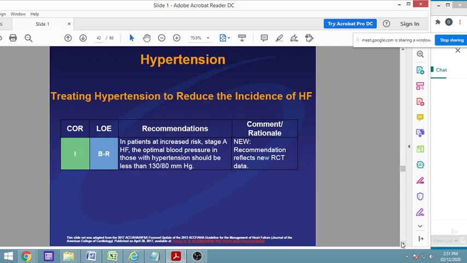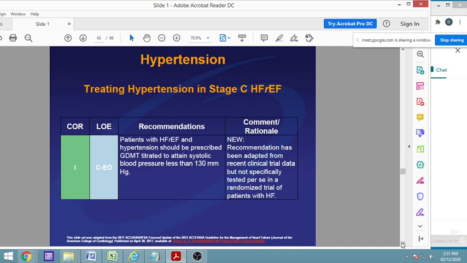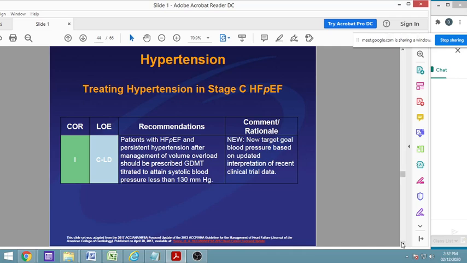Hypertension we have already seen, but let us make a fast review of it. Optimal blood pressure should be maintained at 130/80. Then patients with reduced ejection fraction should be prescribed the general guideline-directed management therapies, which are titrated to attain systolic blood pressure less than 130 mm of Hg. Then patients who have volume overload should be prescribed this treatment to attain systolic blood pressure less than 130 mm of Hg.